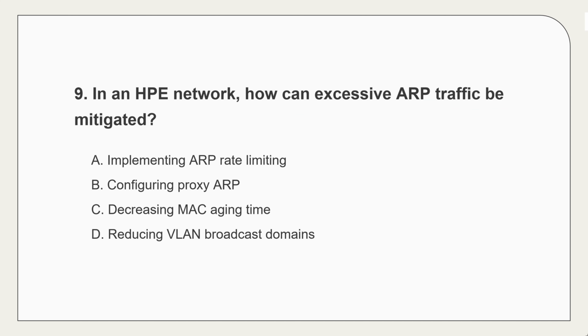So, the correct answer is: Proxy ARP reduces ARP traffic by letting the router respond on behalf of devices, cutting down the number of broadcast requests.